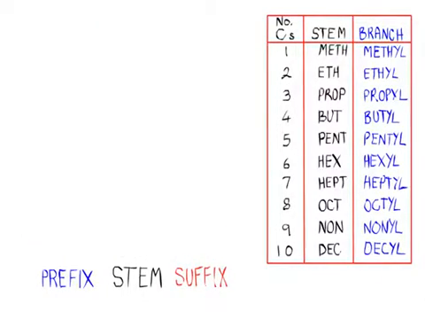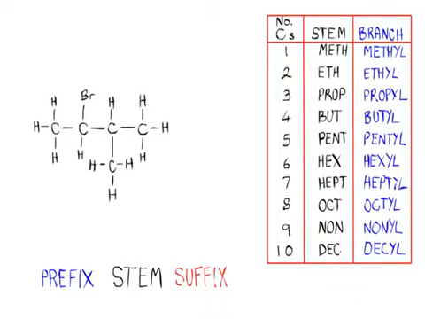Compounds containing the halogens, fluorine, chlorine, bromine and iodine, are treated in a similar way to alkyl branches. They form the prefix of the name, and like alkyl branches, you must state their position. So let's look at this example here. The prefixes for halogens are fluoro, chloro, bromo and iodo.